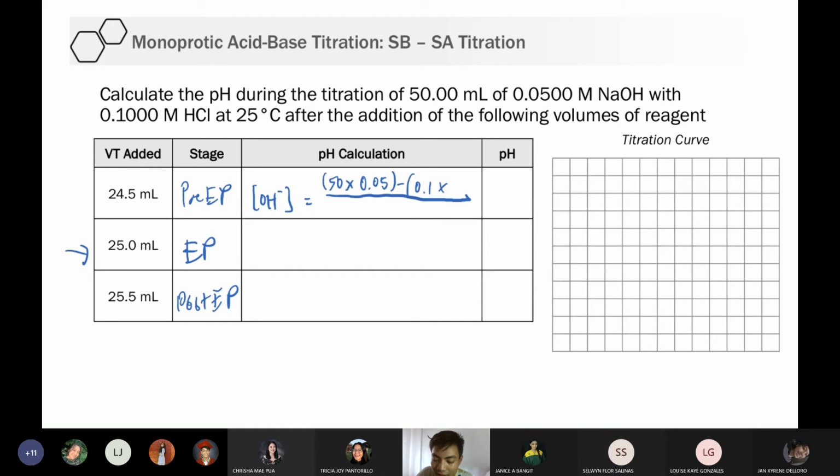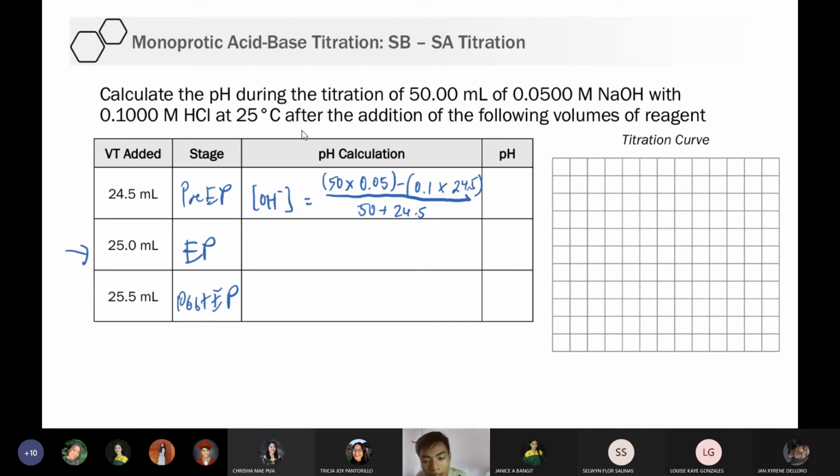Okay, so volume ng titrant is 24.5. So that's 50 plus 24.5. Okay? Again, ipag-add mo yung volume ng analyte and the titrant to get the volume total. Be careful ha. Baka mamaya mapagpalit nyo yung volume eh. MAVA, MTVT. Okay? So mag-ingat ha. Baka mapagbaliktad yung volumes and polarity.